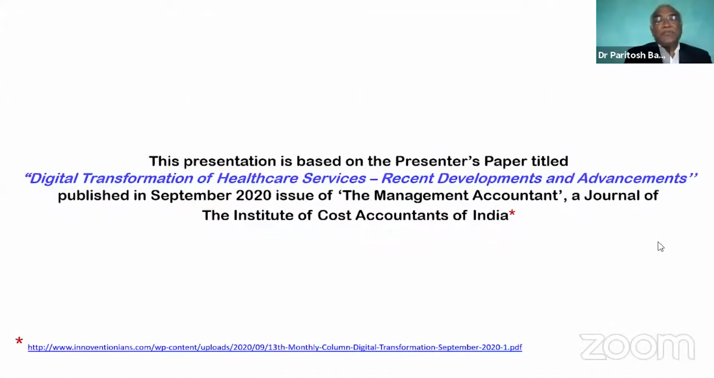It's this paper which I'm presenting to you. It has already been published, titled Digital Transformation of Healthcare Services, Recent Developments and Advancements. It was published in September 2020 in the Management Accountant, a journal of the Institute of Cost Accountants of India.